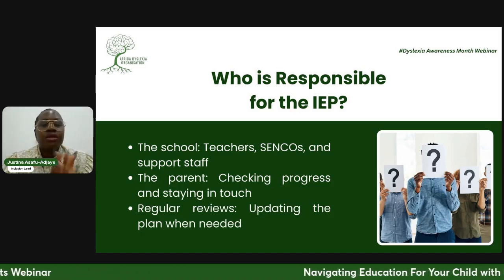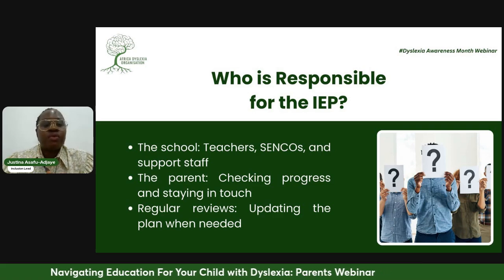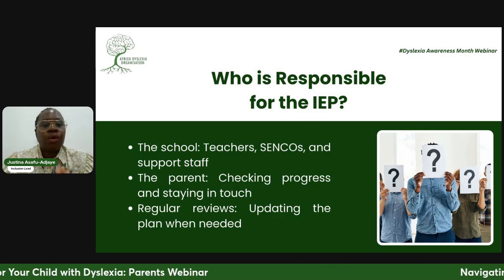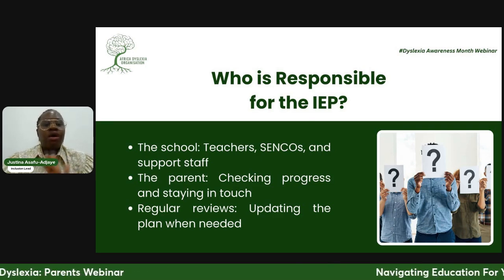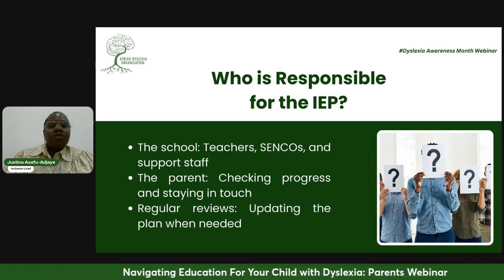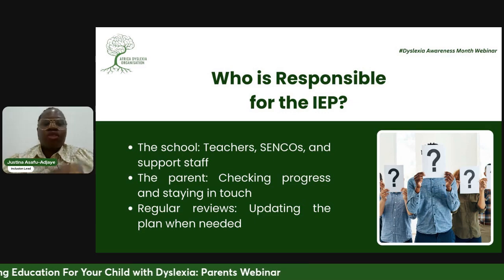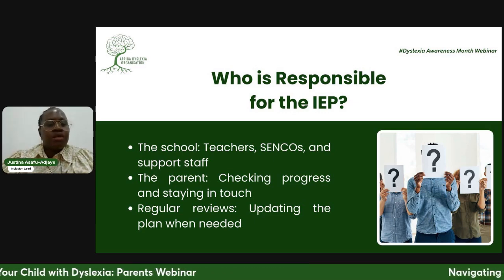The school, the teachers, the SENCO, and the support staff are responsible for the IEP. The parents are responsible for checking progress and staying in touch. And all of the people involved are responsible for regular reviews and updating the plan when it's needed. So when you have a review, if the child hasn't achieved the goal, don't create a brand new goal. Adjust that goal.